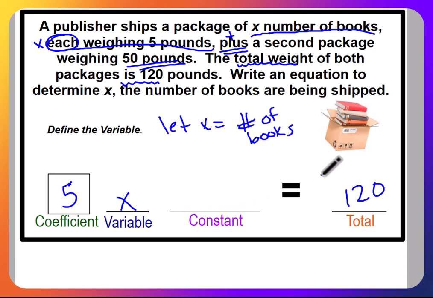And what is your constant? Plus 50 pounds. That's a one time. It says plus another package that is 50 pounds. It doesn't say plus multiple packages that are 50 pounds, does it? It's just a package that is 50. So that's a one-time amount, plus 50. So there's your equation. 5x plus 50 equals 120. Pause the video if you need to process all of this. When you're ready, move on to the next one.